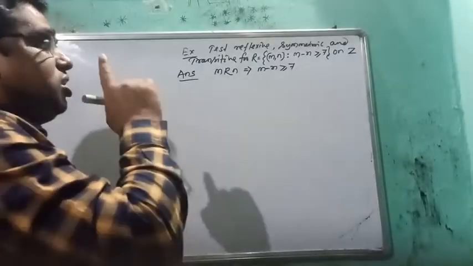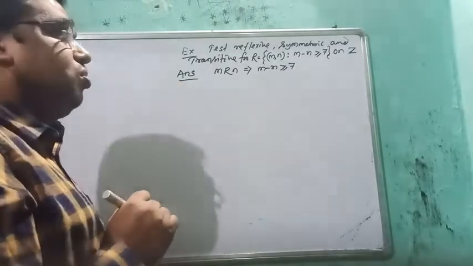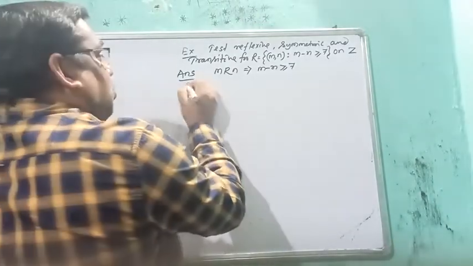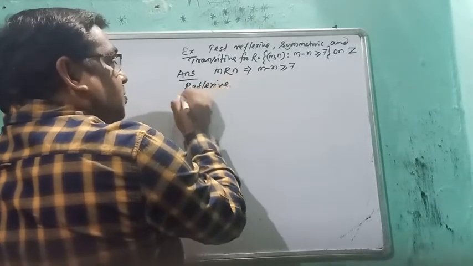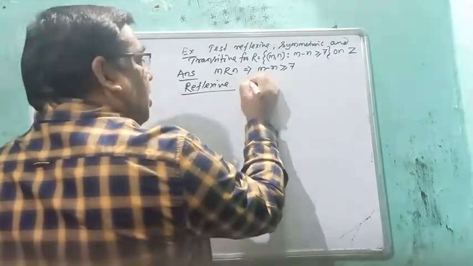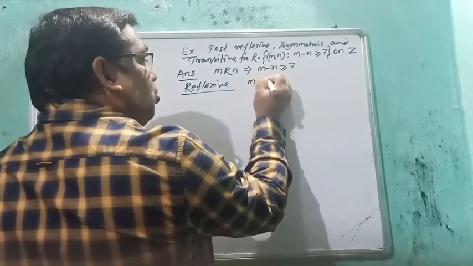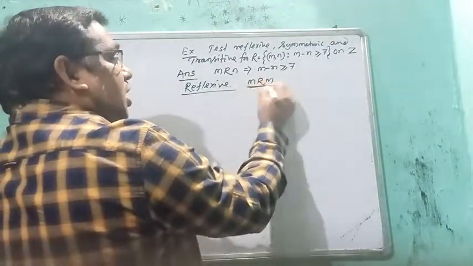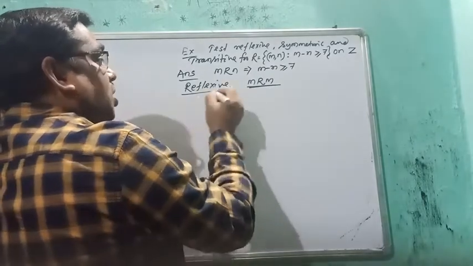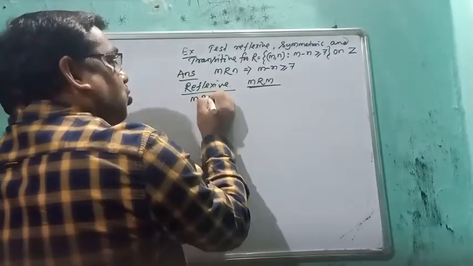The relation is m minus n is greater than or equal to 7. Then first we have to verify reflexive. Reflexive means you have to verify m is in relation to m. So what is m in relation to m?